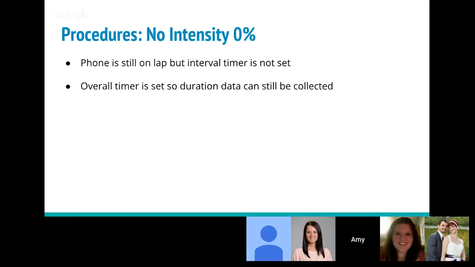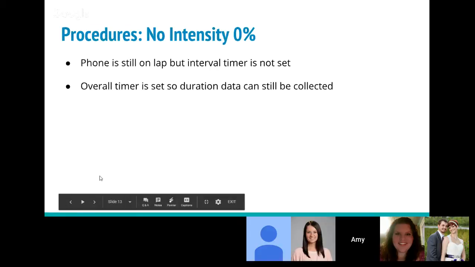The last phase was no intensity, 0%. So the phone is still on the participant's lap, but the interval timer is not set. So the overall timer is still going so that duration data can be recorded. And then the phone is still on the lap, so the feeling of the prompt is there, but no prompt is given.